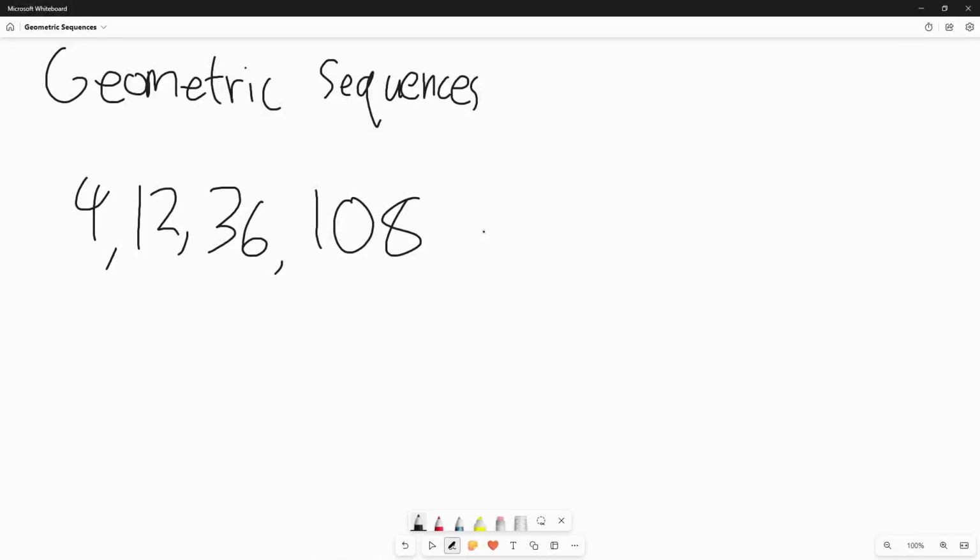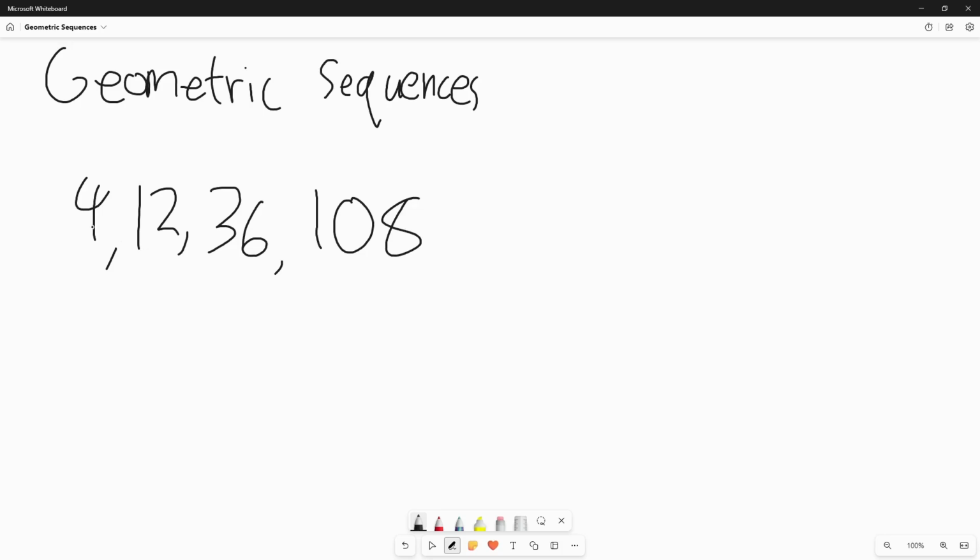So, as we already know, a sequence is a set of numbers defined by a rule. If you didn't know that, then I would suggest watching the video on arithmetic sequences. A geometric sequence is very similar to an arithmetic sequence, but instead of each number being the last number plus a constant, each number is the last number multiplied by a constant.